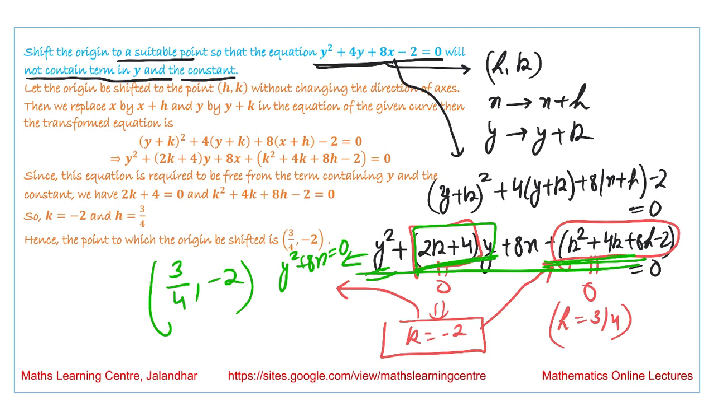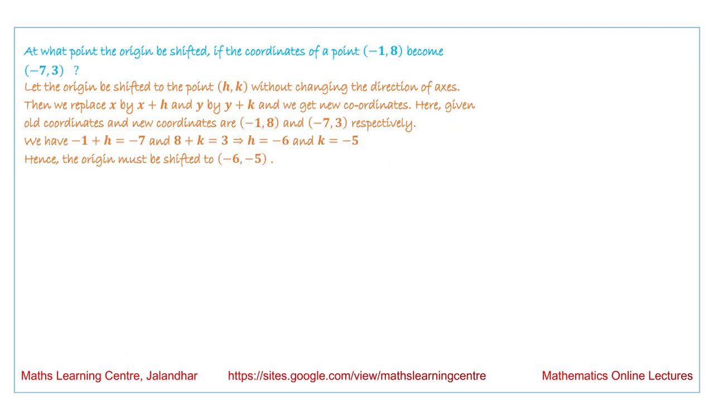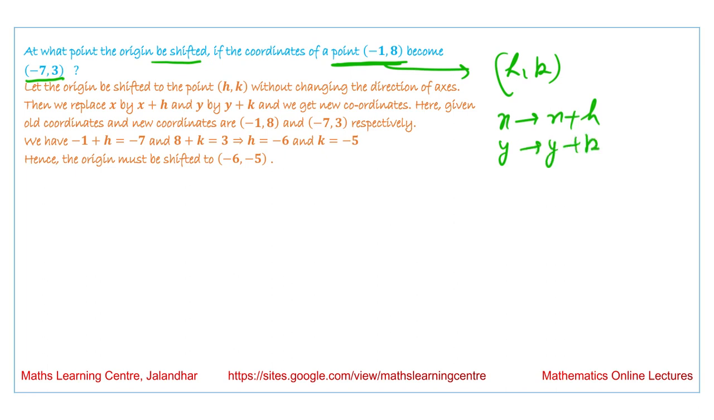So, this will be the equation in this case. Next is, at what point should the origin be shifted if the coordinates of the point (-1, 8) become (-7, 3)? Again suppose it is being shifted to the point (h, k), then x is replaced with x plus h, y is replaced with y plus k. So, from these equations we obtain that -1 plus h should be equal to -7 and 8 plus k should be equal to 3.